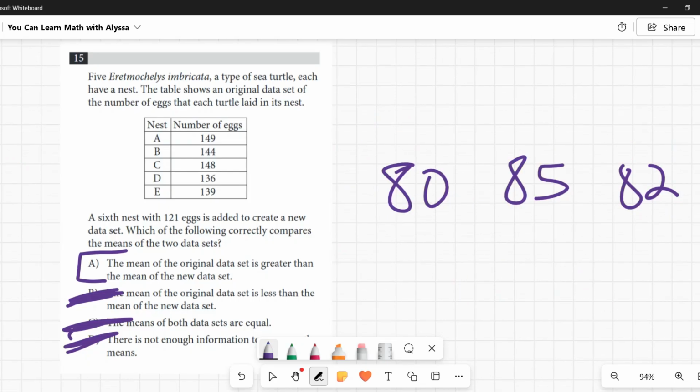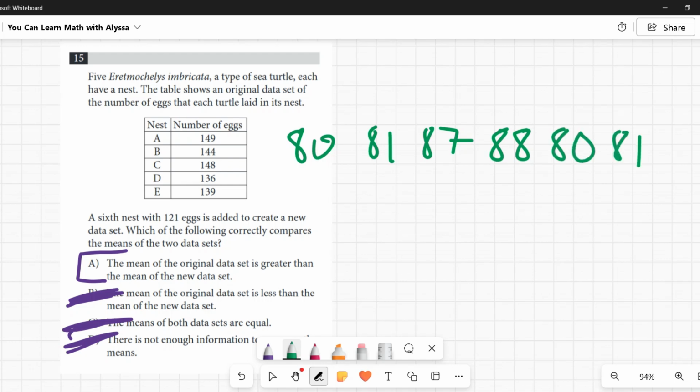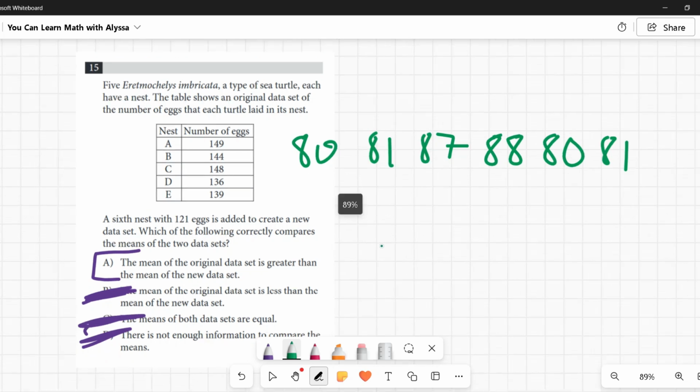In this case, I can tell you from my experience, it's going to go down a little bit, but especially when you get a long string of data points, it's going to be harder to tell. Say if I had 7 or 8 tests: an 80 and an 81 and an 87 and an 88 and an 81 and 80. Okay, so I have all these tests that are in the 80s.